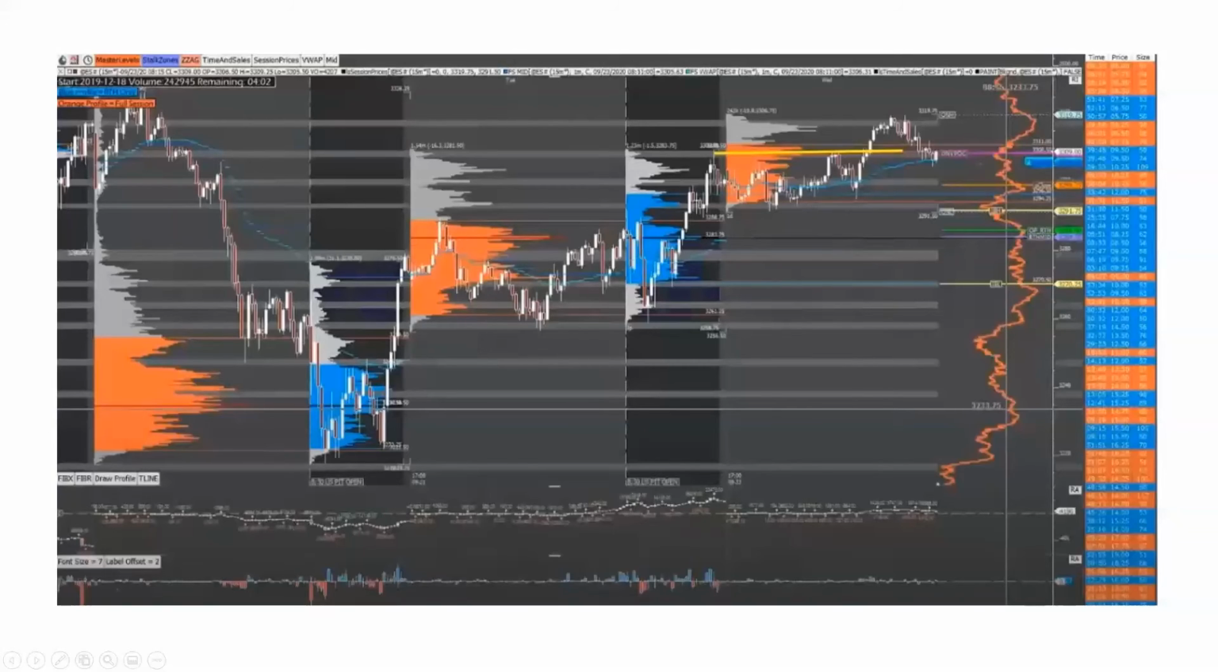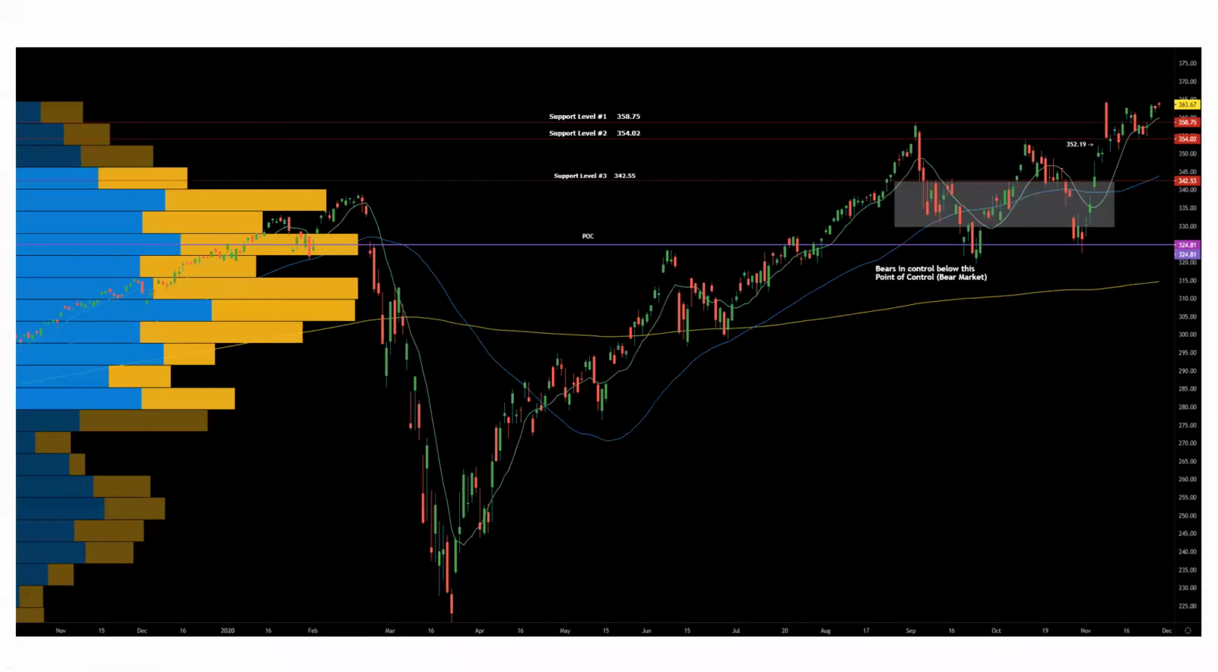Now, if you want a less complicated chart, this is a chart on TradingView that we put together on the SPY. It's an interesting chart, because this is a daily chart on the SPY, which is based off the S&P 500. You can see the point of control right in here, and look at this level. This happens to be a major inflection point.